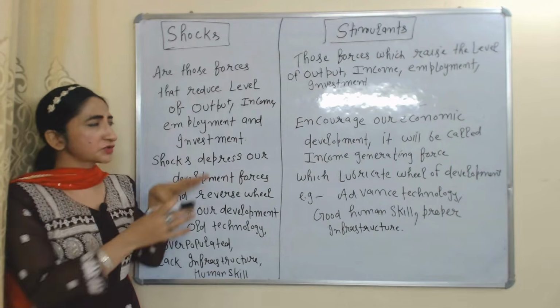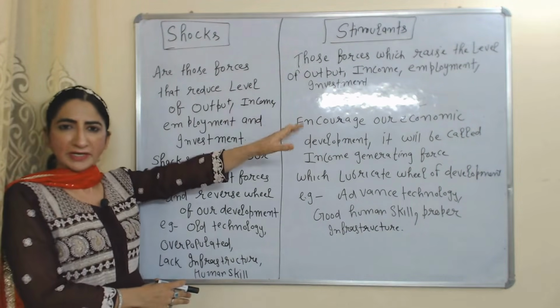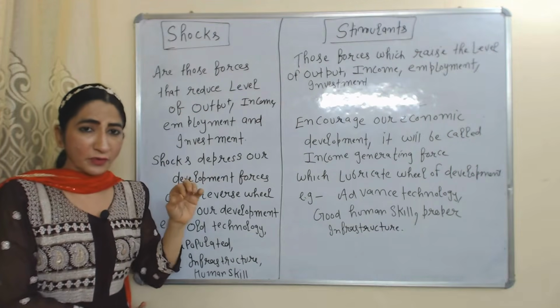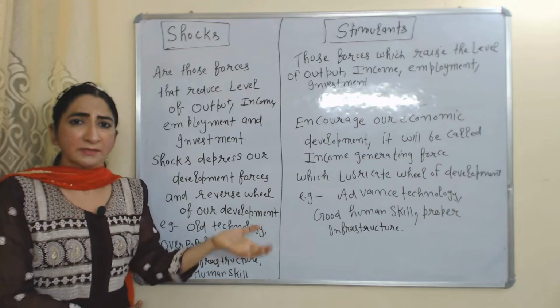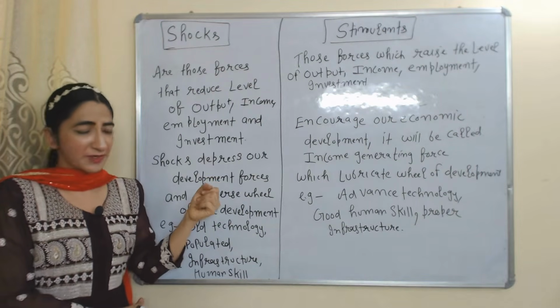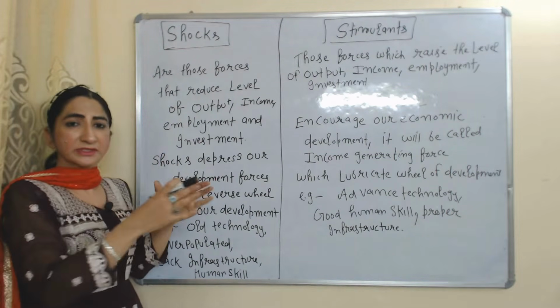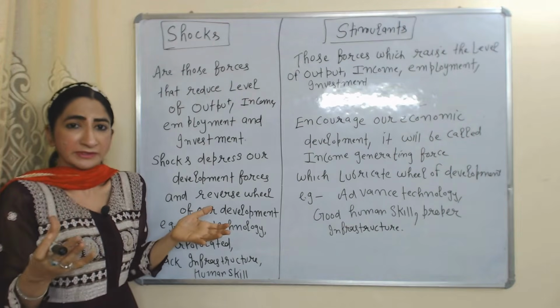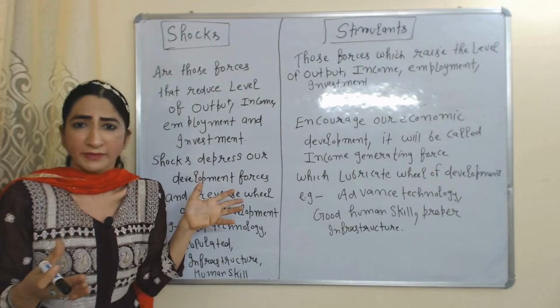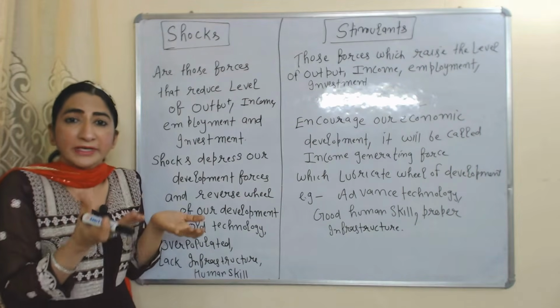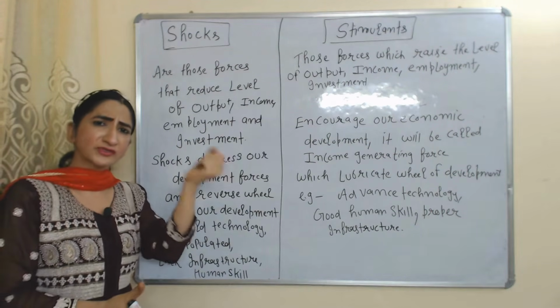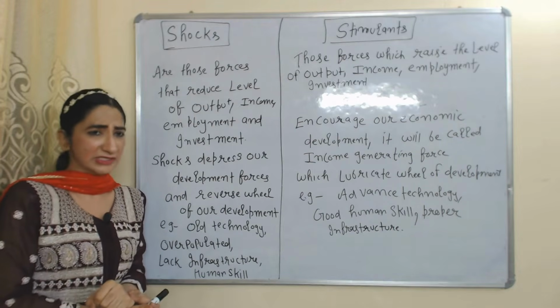This theory talks about shocks and stimulants. Shocks are those forces that reduce the level of output, income, employment and investment. Or we can say that shocks depress our development forces and reverse the wheel of our development. For example, old technology, an overpopulated country, lack of infrastructure, lack of human skill, etc.